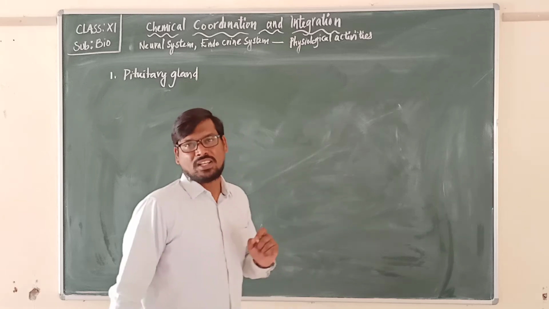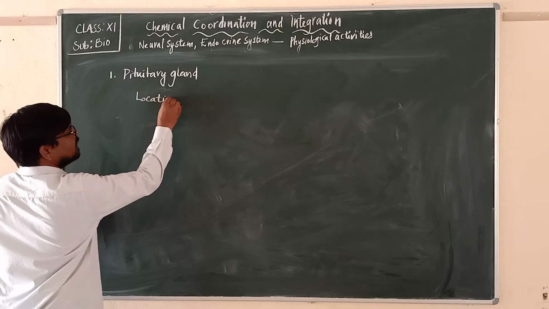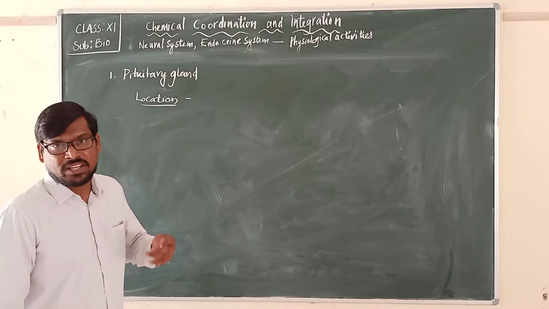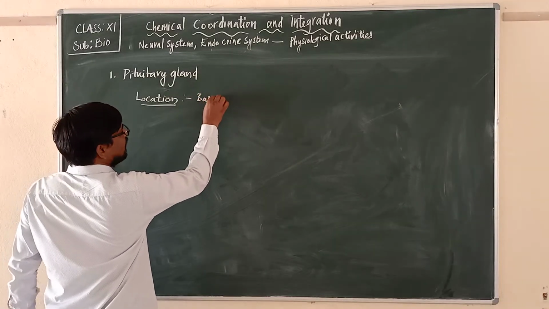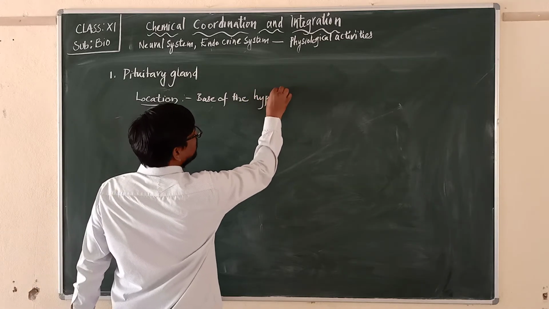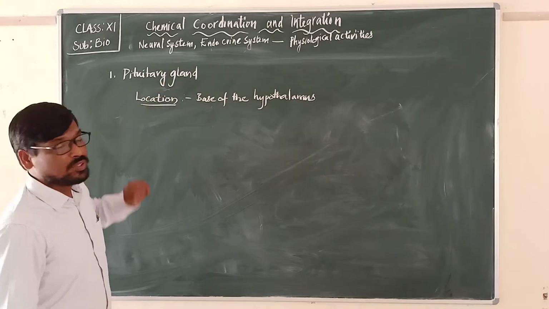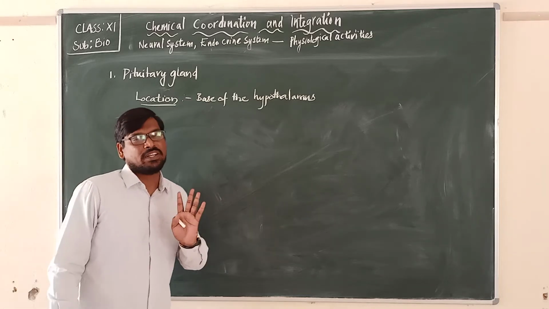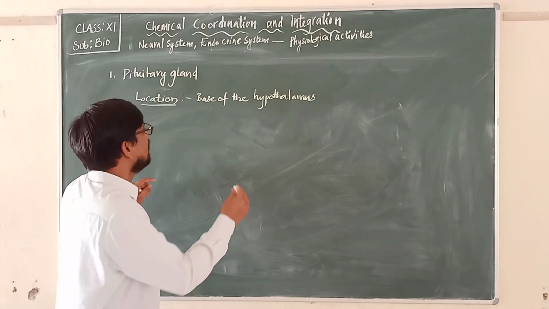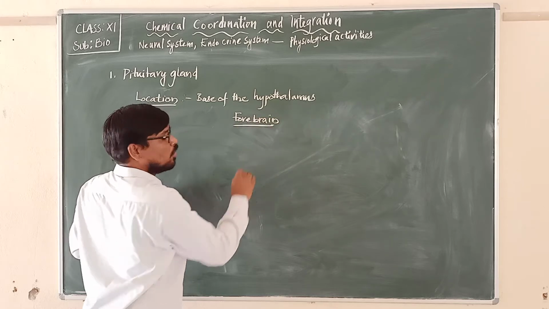Now, looking at the pituitary gland, first let us understand where this is located. If you look at the location, it is present at the base of the brain, or we can say at the base of the hypothalamus, the forebrain. Exactly, you should say that it is at the base of the forebrain.